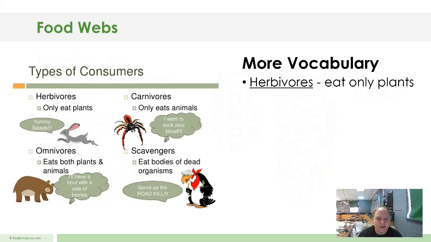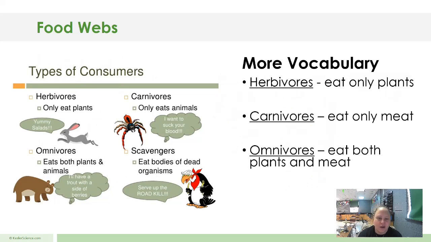So the types of consumers are herbivores, which only eat plants. Carnivores eat only meat. Omnivores, which is what we are, eat both plants and meat. And then scavengers, which is what the buzzards are, eat bodies of dead organisms.